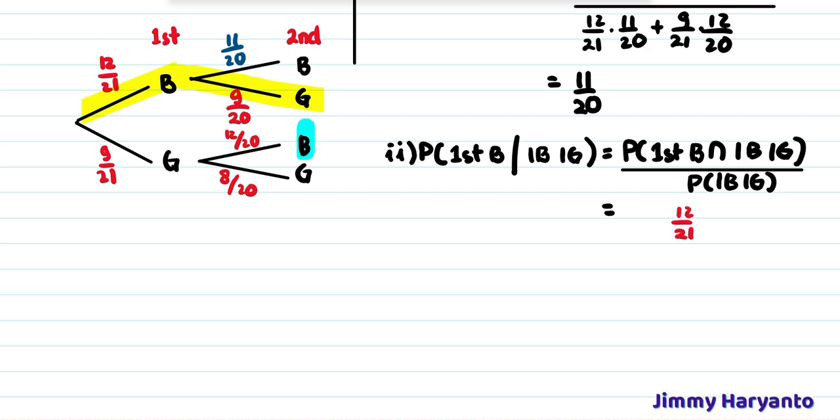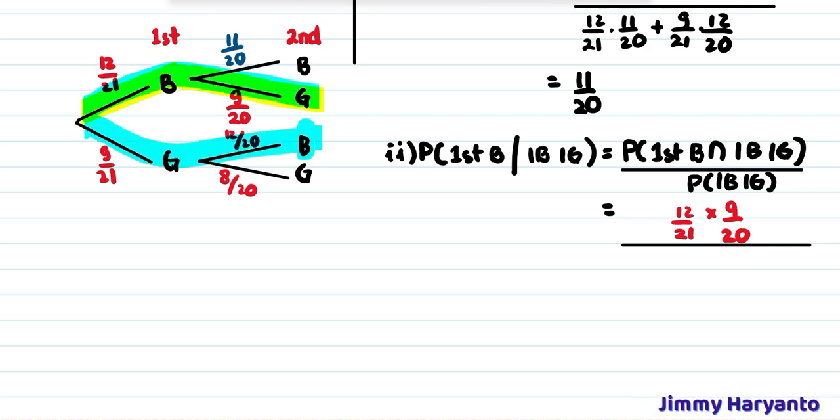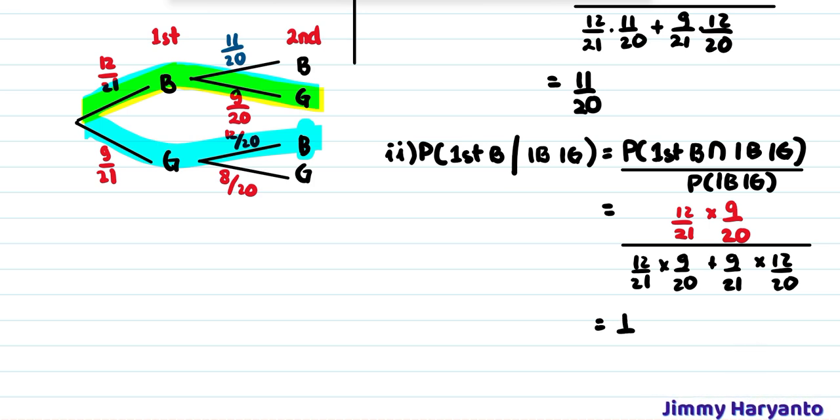12 over 21 times 9 over 20, and then divided by one blue, one green. That means this one and that one. So the second one will be 12 over 21 times 9 over 20 plus 9 over 21 times 12 over 20. Okay, let's calculate this. And the result is half. Okay, we'll go to the next example question.